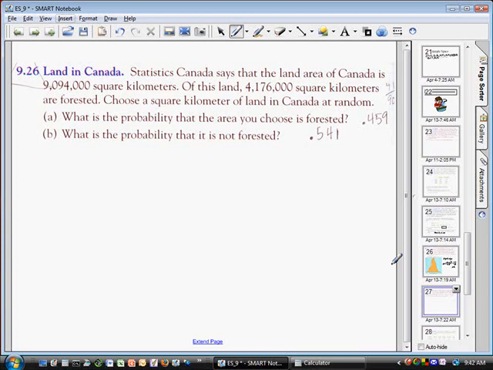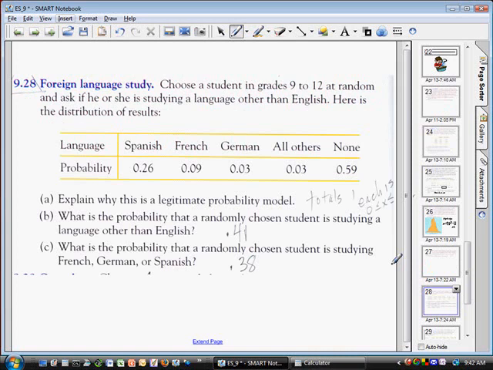45.9%. What's the probability that it's not forested? 1 minus that. So there's no mystery here. We don't need any tables. The numbers are all right in front of us on this one. Okay, how about this one? Number 28.